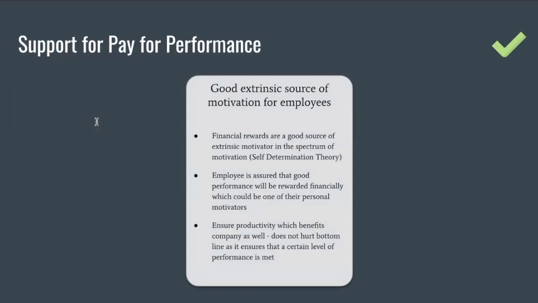Secondly, the rewards in a pay-for-performance model are usually financial, which is proven to be a good source of extrinsic motivation for most employees, especially in Singapore where there's a high cost of living. With this model, employees are assured that high-performance output will be rewarded financially, which could be one of their personal motivators. On the organization side of things, it doesn't hurt the company's bottom line, and it ensures that a certain level of performance output is met before the financial incentive is given out.